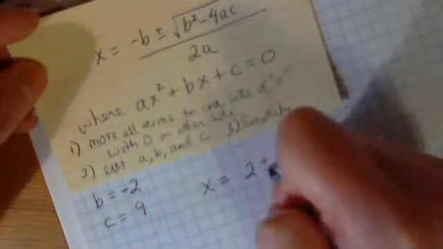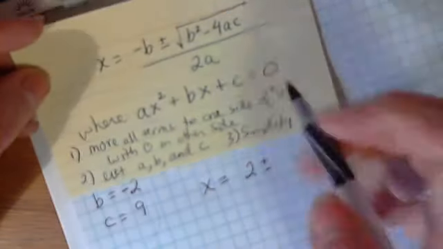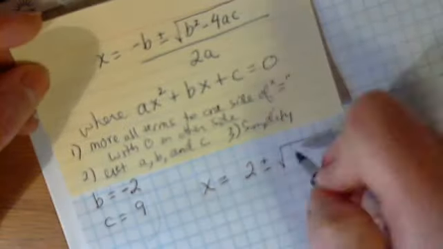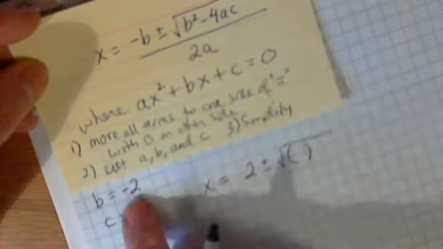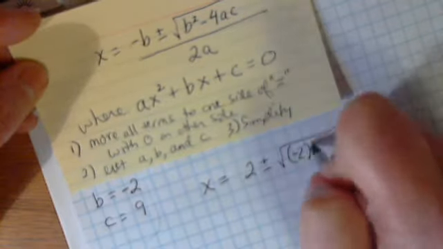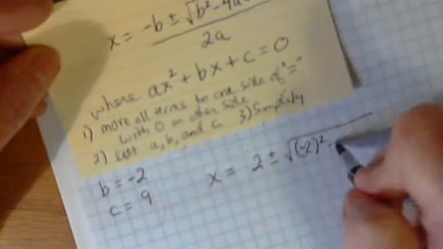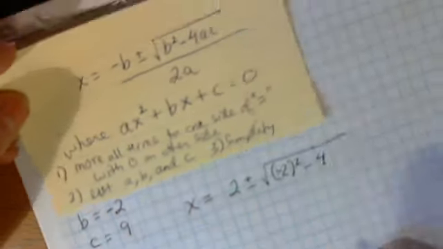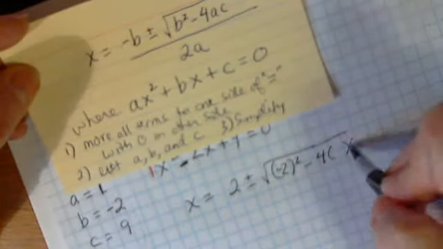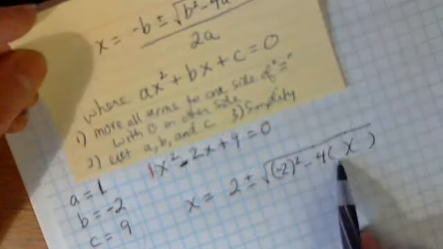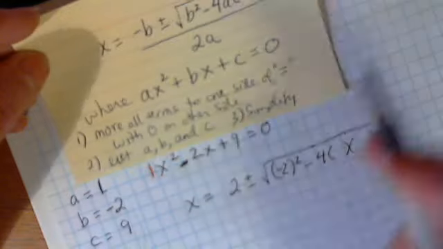Then my plus or minus sign, then my square root sign, and inside, negative 2 squared. Remember to use those parentheses. Subtract the 4 that's always in the formula, and then a pocket for A and a pocket for C. So my A is 1 and my C is 9.